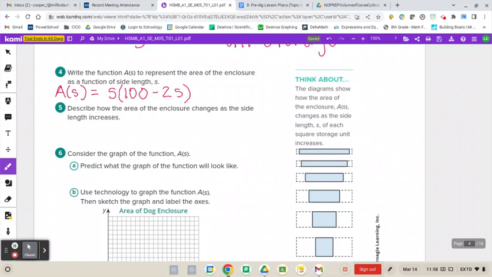I took my length, which you guys came up with, and I multiplied it by the other side of the storage unit, which is S. Not getting it? What don't you get?